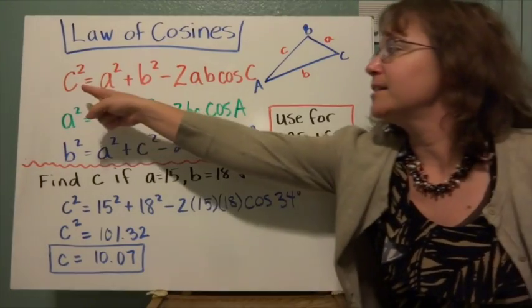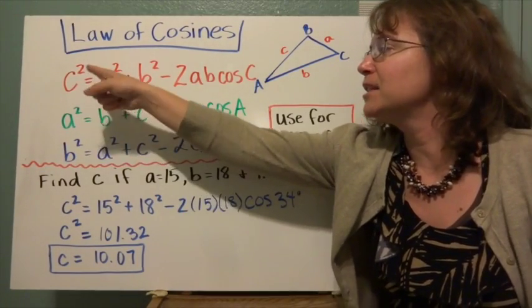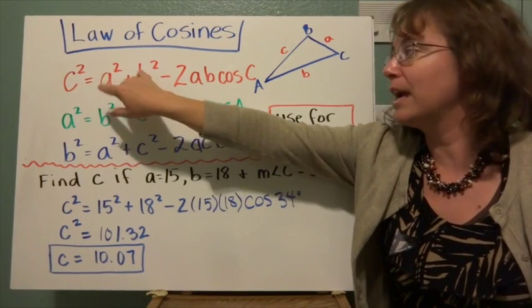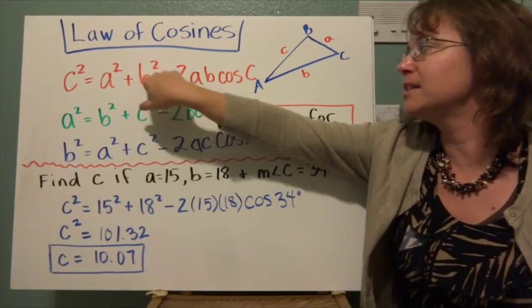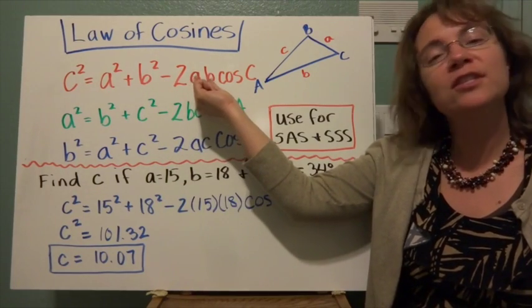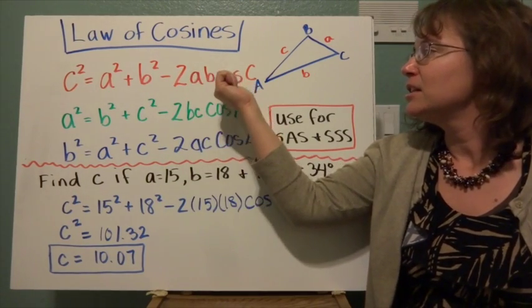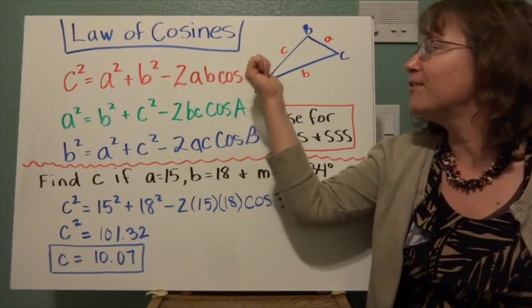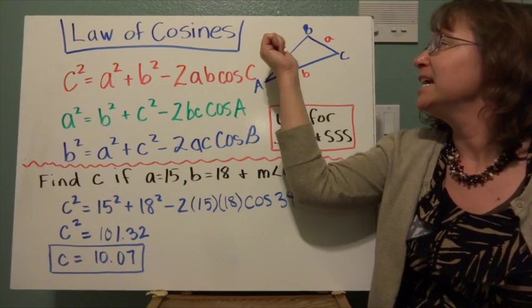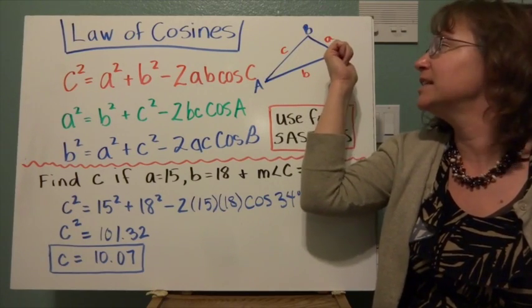Now the law of cosines says that if we take a side and we square it, it's equal to the sum of the other two sides squared, so a squared plus b squared in this case, minus 2 times those same side lengths times the cosine of the angle across from the side we're looking for. So if we're looking for C, it's the cosine of angle C.